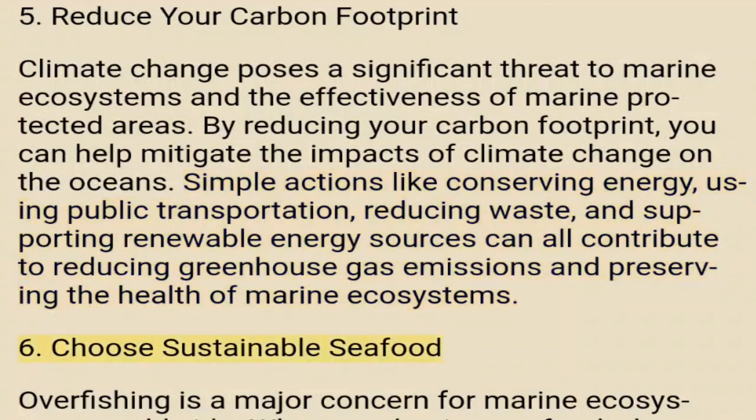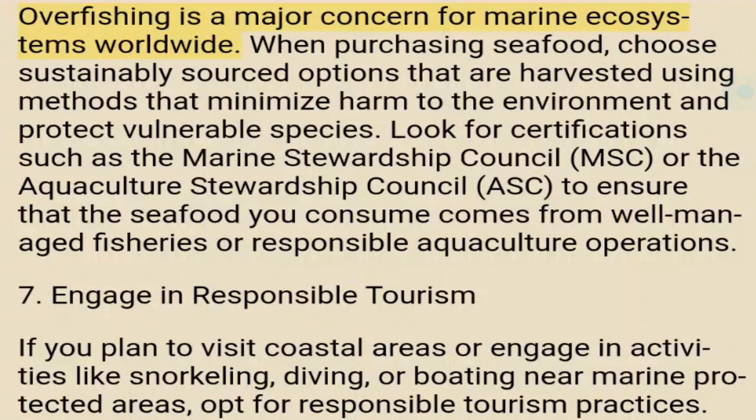6. Choose sustainable seafood. Overfishing is a major concern for marine ecosystems worldwide. When purchasing seafood, choose sustainably sourced options that are harvested using methods that minimize harm to the environment and protect vulnerable species. Look for certifications such as the Marine Stewardship Council (MSC) or the Aquaculture Stewardship Council (ASC) to ensure that the seafood you consume comes from well-managed fisheries or responsible aquaculture operations.